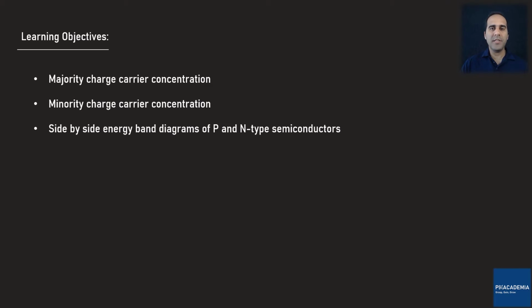By the time you finish this lesson, you will learn the majority charge carrier concentration, minority charge carrier concentration, and the side-by-side energy band diagrams of P and N-type semiconductors. Now that I have covered the intrinsic and extrinsic semiconductors and the Fermi level and function concepts, it is a good idea to dedicate this lecture to the majority and minority charge carriers in doped semiconductors. Note that by saying doped semiconductors, I mean extrinsic semiconductors.